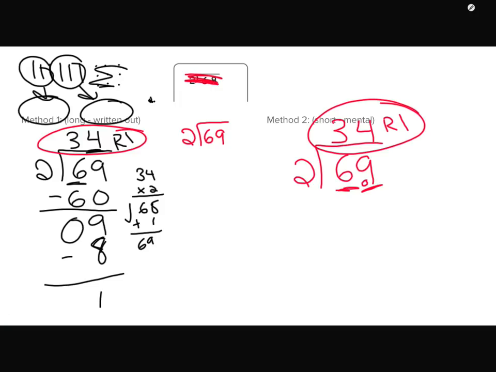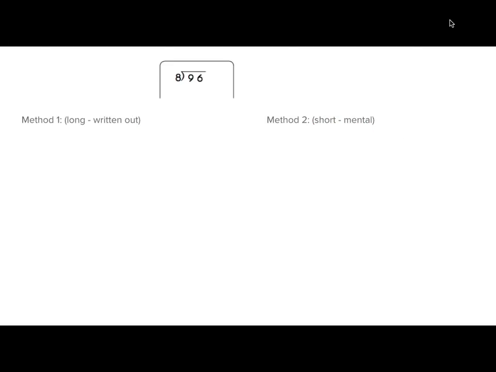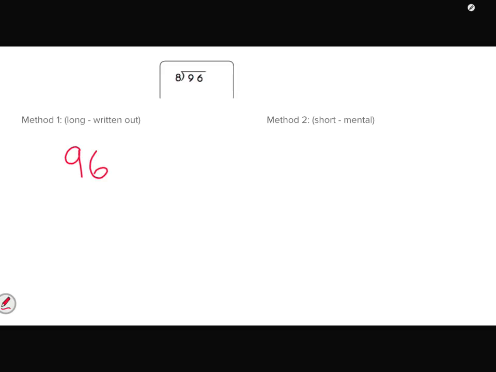Okay, I'm hoping that if you got that, if you didn't, that's okay. We're going to keep practicing. So now we're going to do another one. And again, we have 2 more left. I want you to stop, pause the video, try this problem on your own, whichever way. If you want to challenge yourself and do both methods, that's awesome. If you want to pick a method that works best for you, go for it. Just make sure you understand what you're doing. Okay, 96 divided by 8.